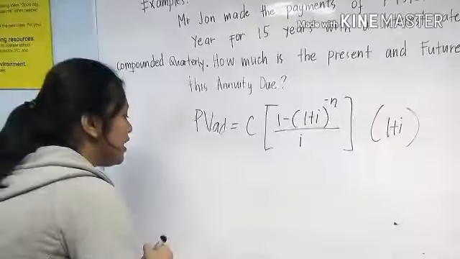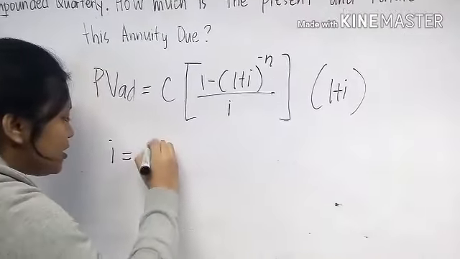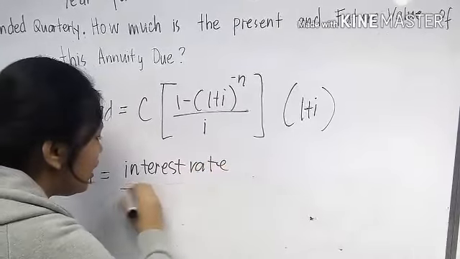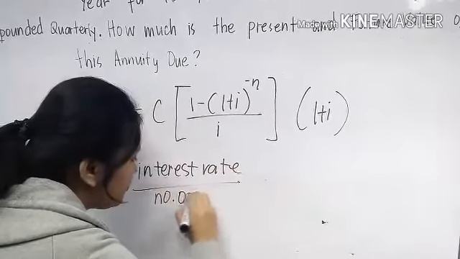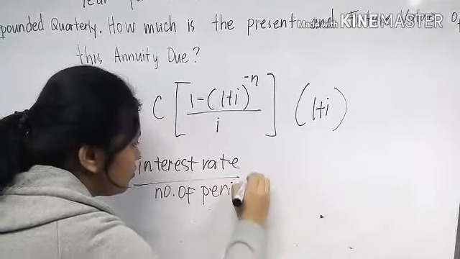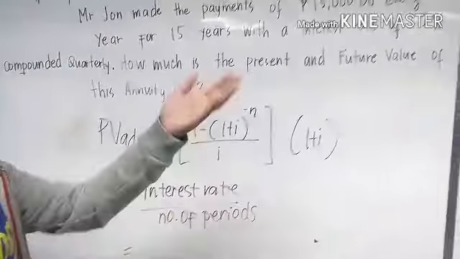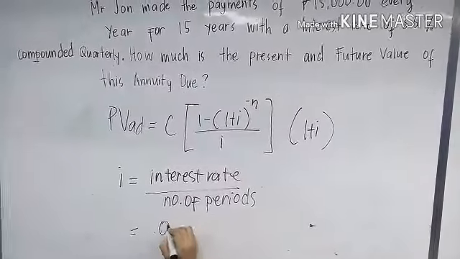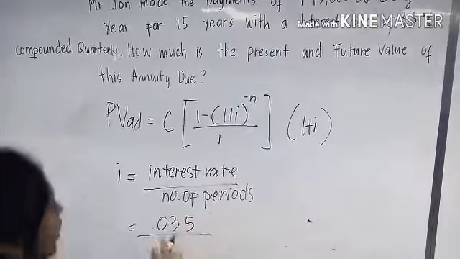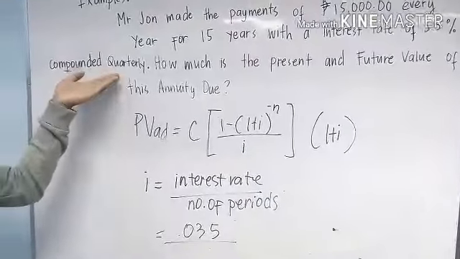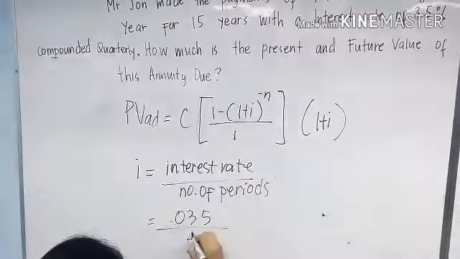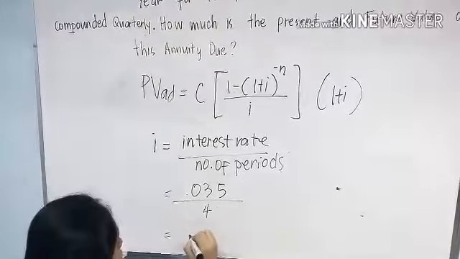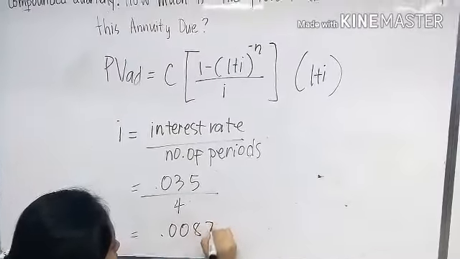Again, to solve the interest rate, we have I equals interest rate over the number of periods. So we have 3.5%, converted into decimal, 0.035, divided by the number of periods, which is quarterly, so 4. 0.035 divided by 4, we have 0.00875.